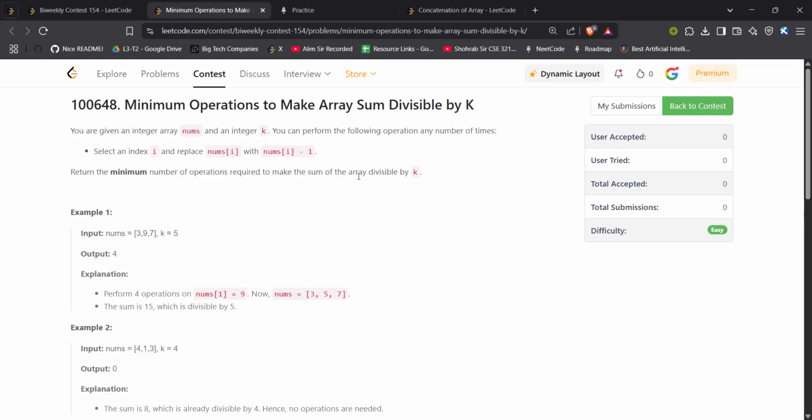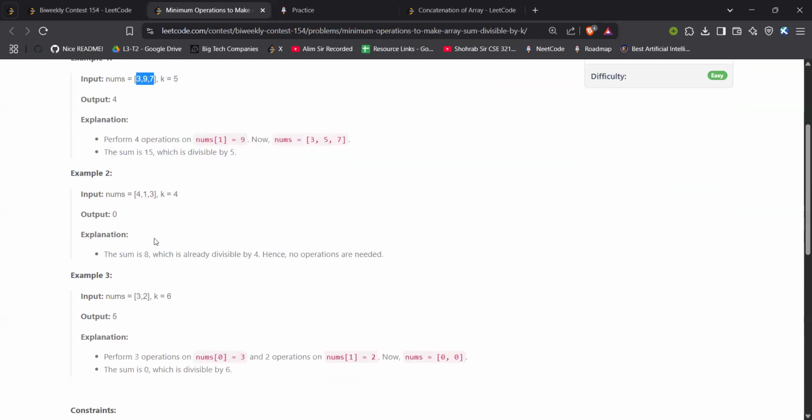Like 9 plus 3, 12. The first test is 9 plus 3, 12, 12 plus 7, 19. And we have k as 5. So we just have to figure out which is the multiple of 5 just before 19, which is 15. So we just need to subtract 4. So the answer is 4. So yeah, that is quite simple.